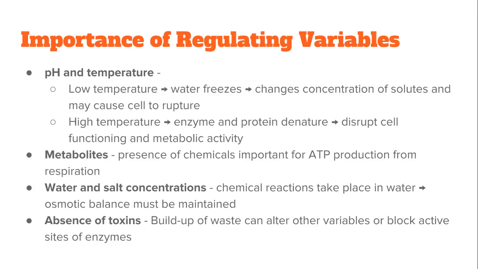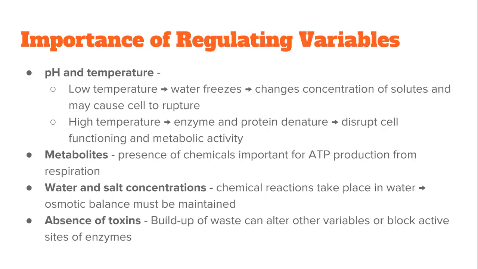There are a few variables which are really important to maintain and regulate within our body. The first of those is pH and temperature. That is because at low temperatures, the water inside cells, so the cytosol and cytoplasm, can freeze. This can change the concentration of solutes, and it can also make the organelles and the cell itself rupture due to the expansion of the water. In high temperatures, enzymes and proteins denature. This can also disrupt the cell function and the metabolic activity that takes place within the cells.